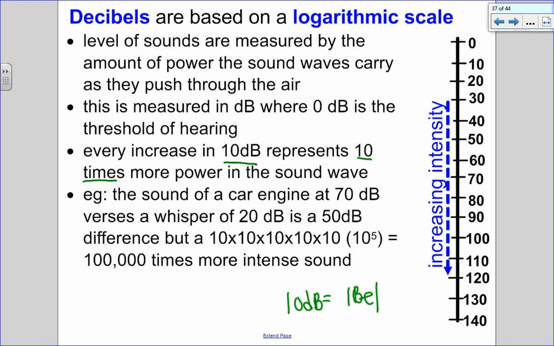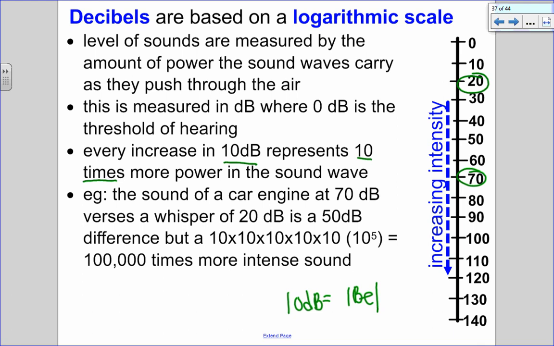So let's look at an example. If we have the sound of a car engine at 70 decibels, versus a whisper at 20 decibels, those are a difference of 5 units, going up by 10 decibels. Since it's a difference of 5 units, the intensity is 5 factors of 10, or 10 exponent 5. So 10 times 10 times 10 times 10 times 10 is 100,000 times more intense. So the car engine at 70 decibels is 100,000 times more intense than the sound at 20 decibels.